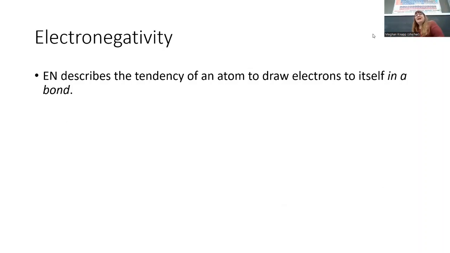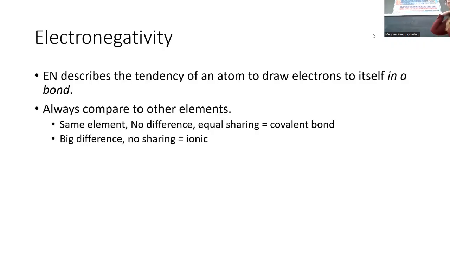Okay, so what is electronegativity? It describes the tendency of an atom to draw electrons to itself in a bond. So think of this as a tug of war between the two atoms in the bond. Which of those atoms is able to get the electrons closer to itself? Because this is in a bond, we always want to compare this to other elements. We want to see what its electronegativity is compared to the other side of the bond.